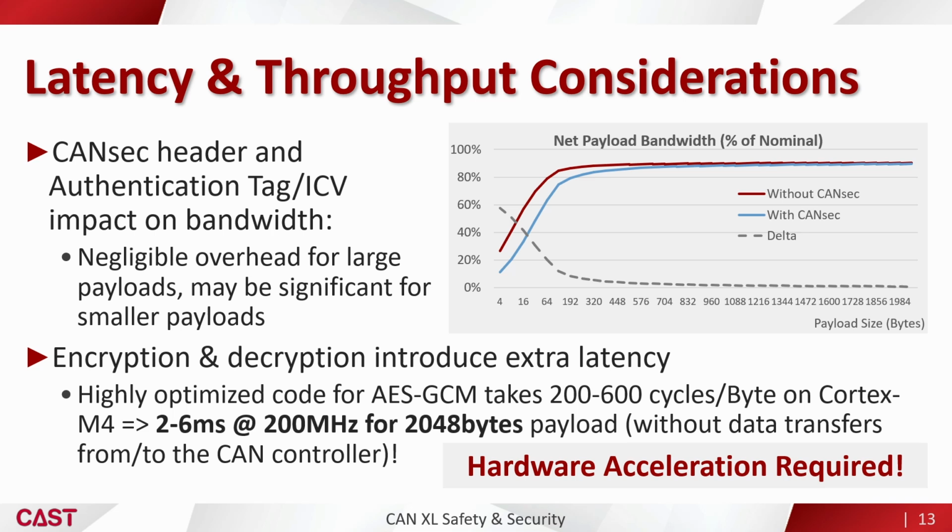The AES-GCM encryption and decryption operations themselves take time. On an ARM Cortex-M4 running at 200 MHz, a highly optimized software implementation requires between 200 and 600 clock cycles per byte. For a full 2048-byte payload, that translates to 2 to 6 milliseconds of processing time, not including data transfers to and from the CAN controller. For automotive applications with strict real-time constraints, that latency is unacceptable. The conclusion is clear. Hardware acceleration for CANsec is essential. Let us see what that looks like in practice.